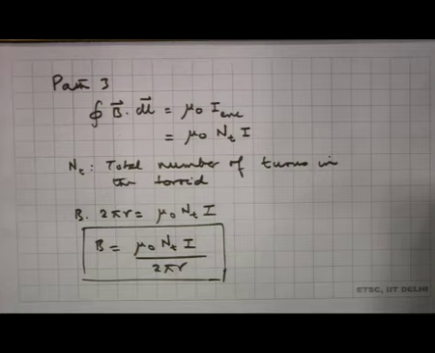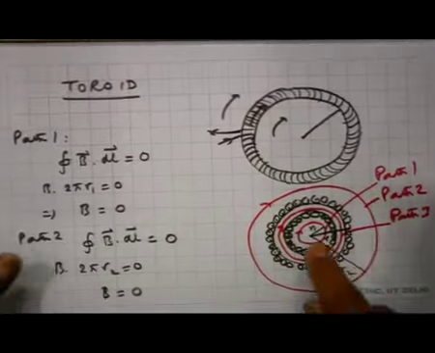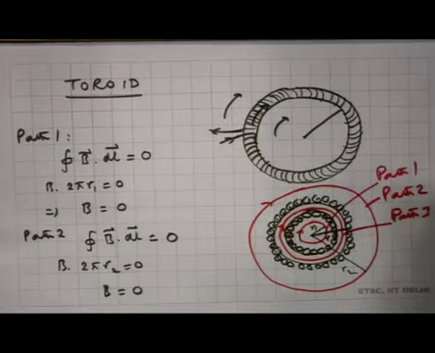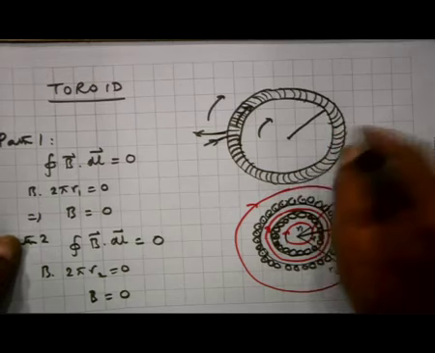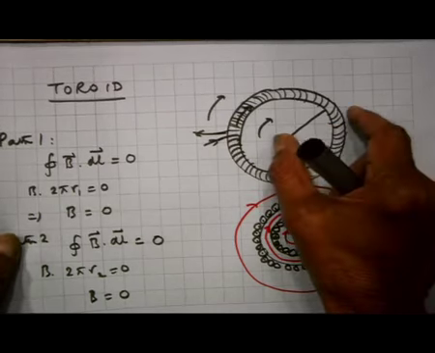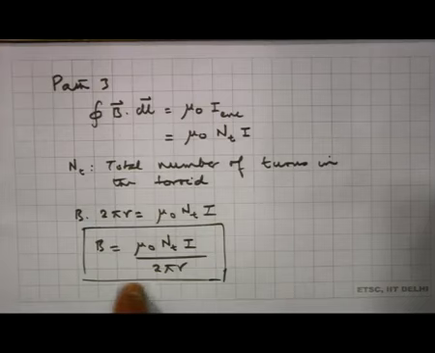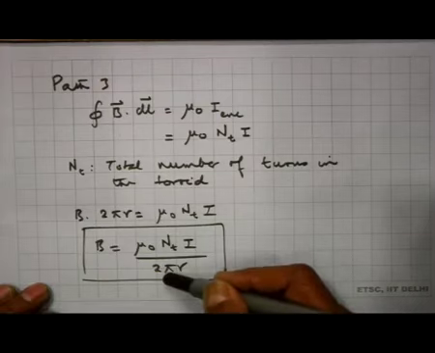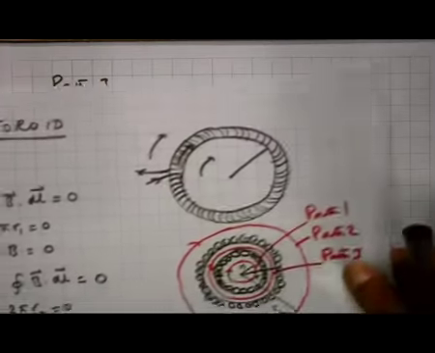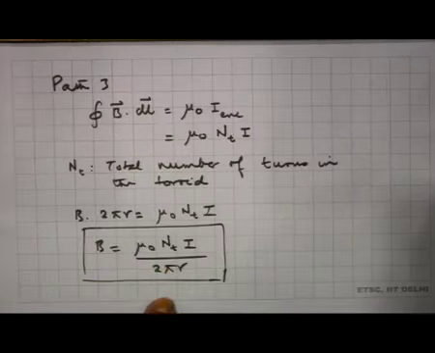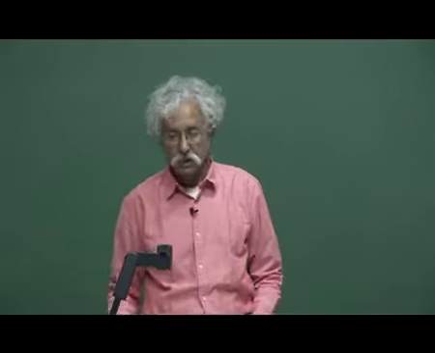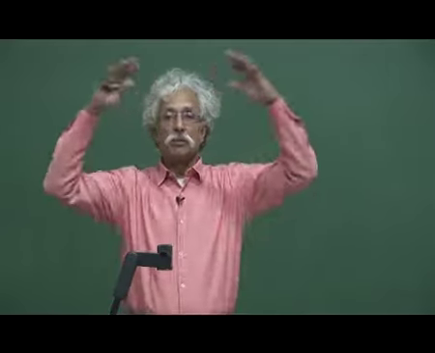Also note that if capital R, this radius, becomes larger and larger, then within the solenoid this distance is negligible compared to capital R, and this will tend to nt by 2 pi r, the number of turns per unit length. 2 pi r is the circumference of the circle here and nt is the total number of turns, and this reduces to the magnetic field of an infinitely long solenoid, as it indeed should if the toroid becomes of infinitely large radii.